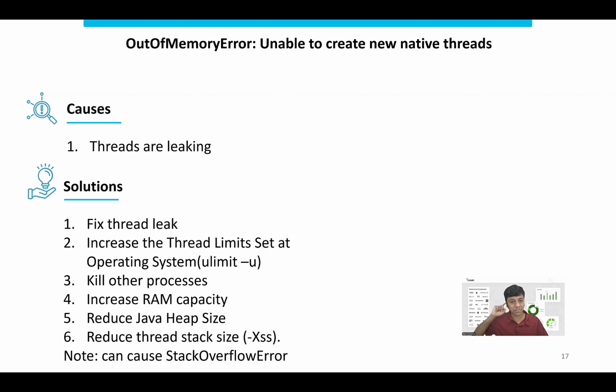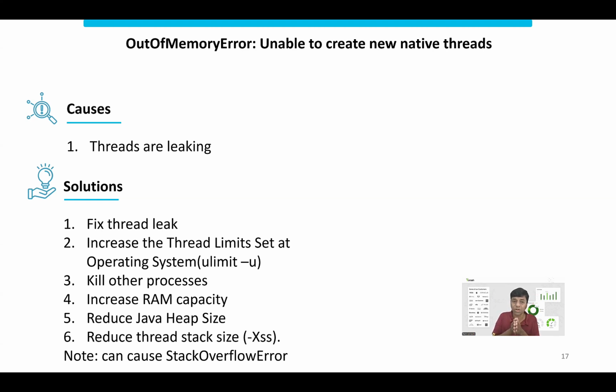Friends, what is the second solution? Sometimes our operating system enforces a limit saying every process can create only 512 threads. There's a limit set at the operating system level. What if the operating system has set a limit that only 512 threads can be created, and my application genuinely needs more than 512 threads? In that case, when it tries to create the 513th thread, the JVM will throw this unable to create new native threads.